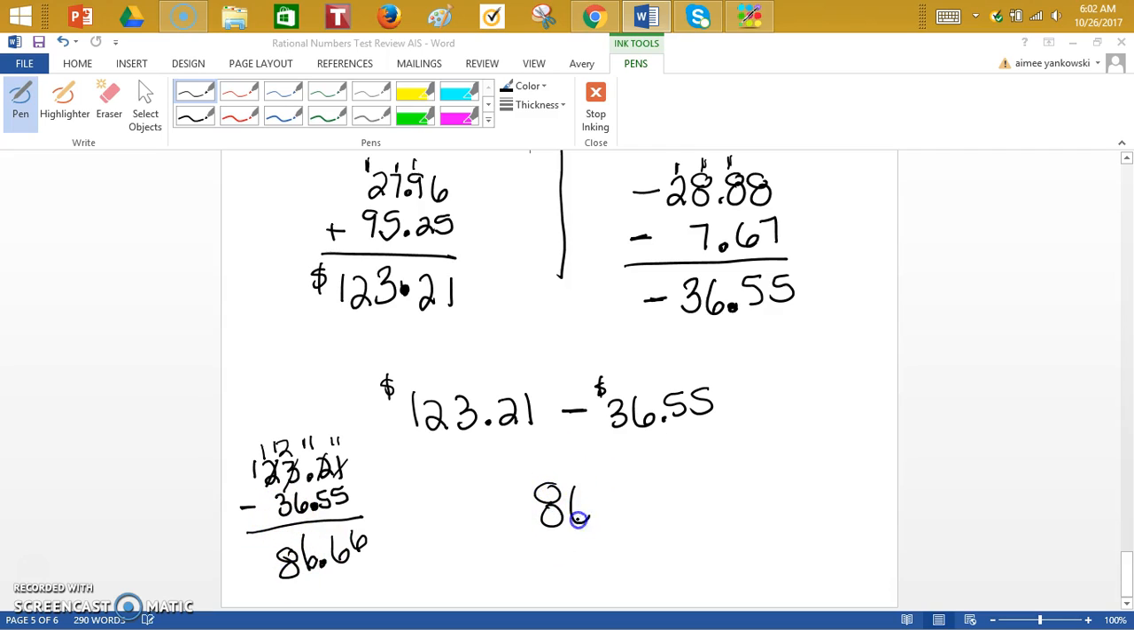So it's 86.66. And what do you have more of? Oh, I definitely have more positives. So your final answer is a positive 86.66. Good, because if it ended in the negative, the bank would be contacting you. You got what's called overdraft fees, and life gets rough. But this is a positive $86.66.